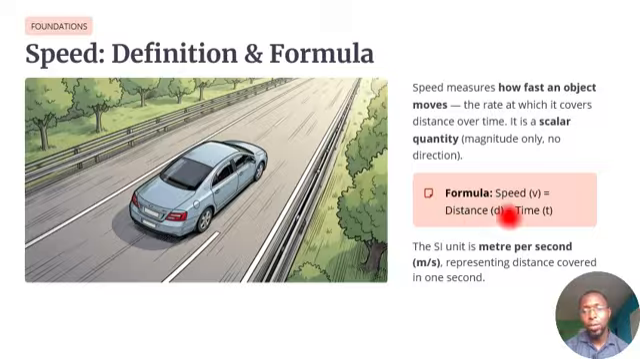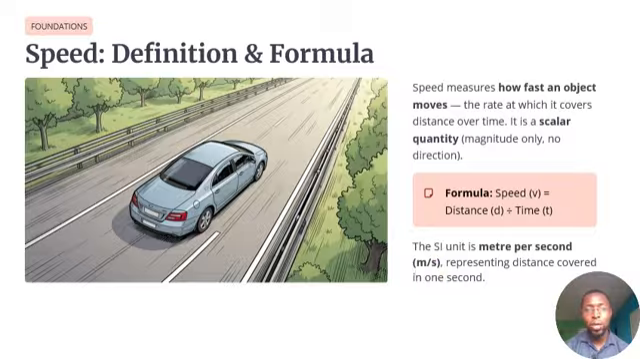By symbol, we use V to represent speed. Sometimes we also use it to represent velocity, so the symbol V can be either speed or velocity. Some textbooks use the letter S to represent speed, but the universally accepted one is V. And lastly, the unit for speed is meter per second. Either you write it in full or in symbolic form, m/s.